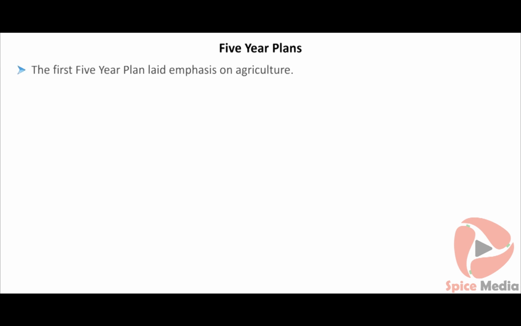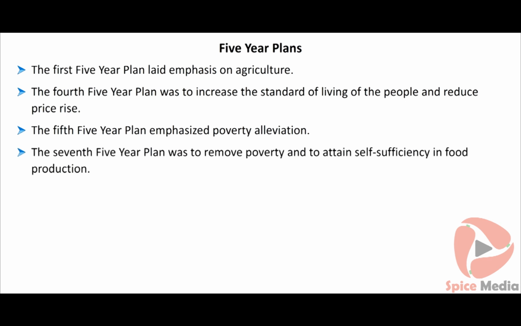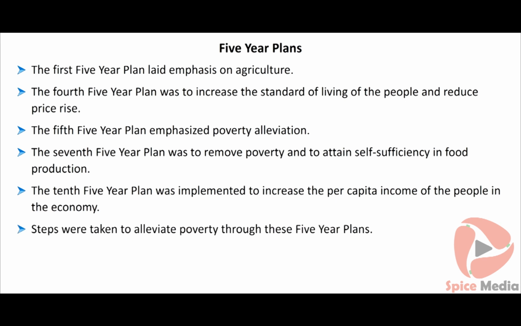Five-year plans. The first five-year plan was agriculture oriented to overcome the food issue. The fourth five-year plan was to increase the standard of living of the people and reduce price rise. The fifth five-year plan emphasized poverty alleviation. The seventh five-year plan was to remove poverty and to attain self-sufficiency in food production. The tenth five-year plan was implemented to increase the per capita income of the people in the economy. Steps were taken to alleviate poverty through these five-year plans.